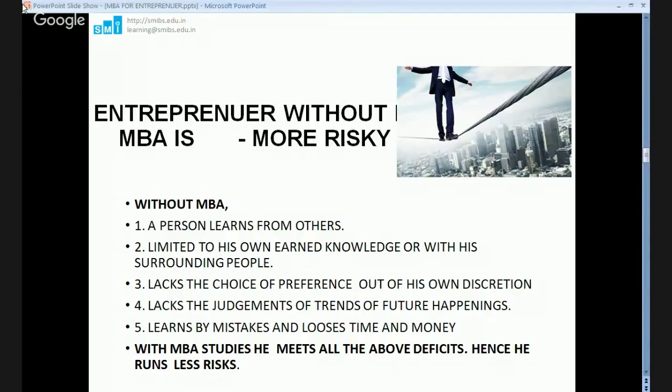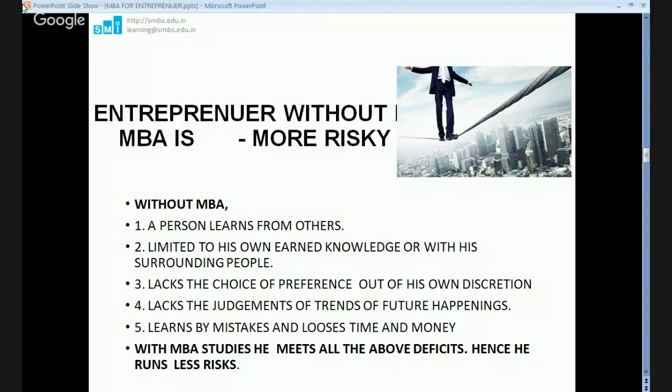Without MBA, he has to consult others, learn from others, or see from others, and then he has to do it. Without MBA, he is limited to his own earned knowledge or that of his surrounding people. He lacks the choice of preference out of his own discussion, because his spread of knowledge is in a lesser sphere. He may choose or act within that limitation. But for an MBA person, his vision is spread to a larger area, and he will look into the subject or the problems from all those horizons. He lacks the judgment of trends of future happenings.